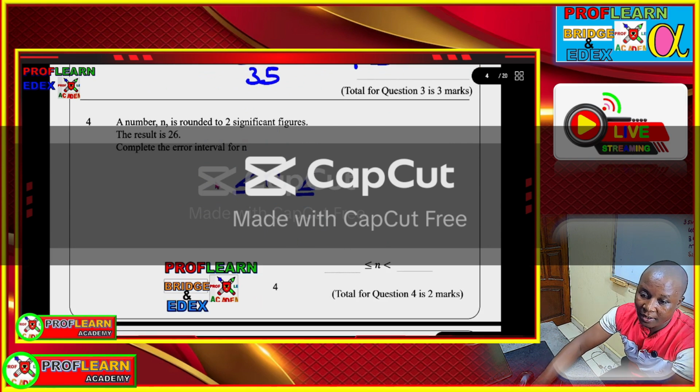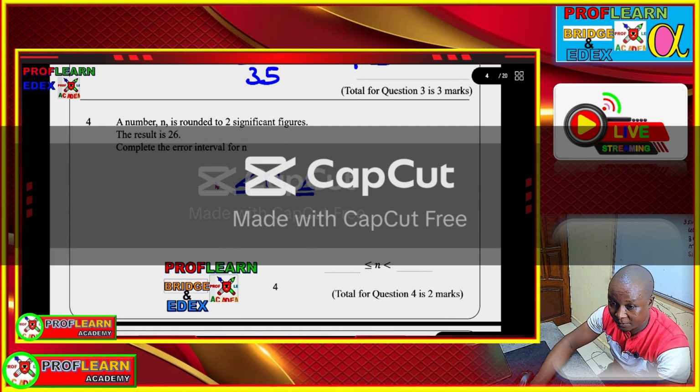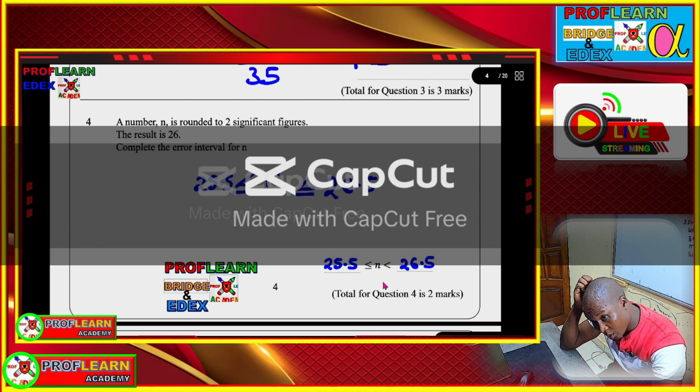A number is rounded to two significant figures and the result is 2.6. So which means that we are going to say n is going to be greater than or equal to 25.5, and is going to be less than or equal to 26.5. So that is basically what you're going to do at that given point.